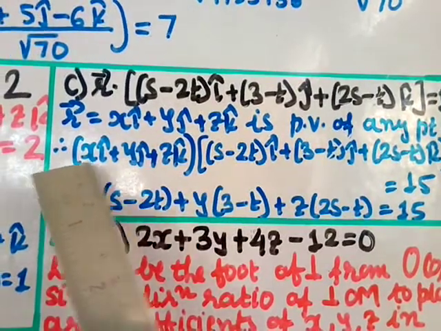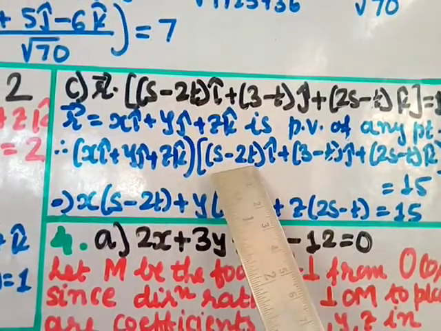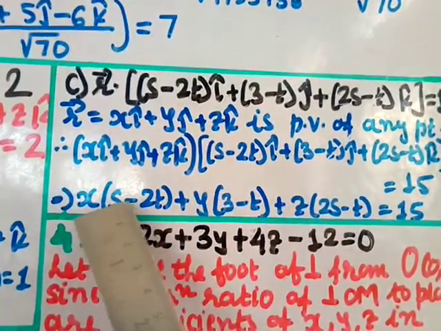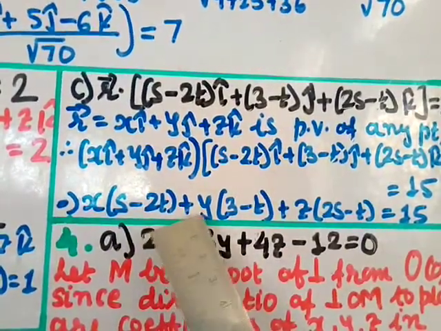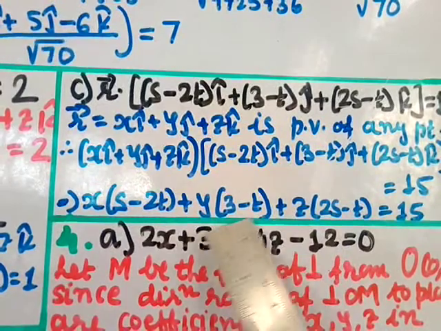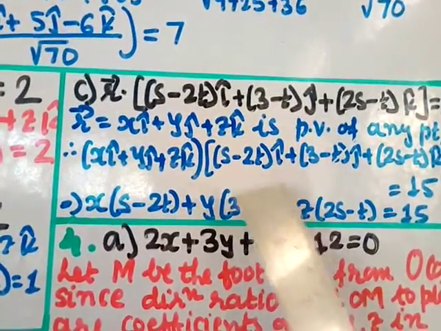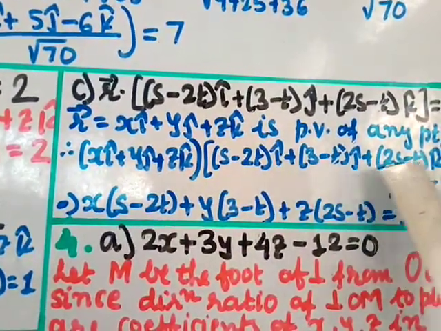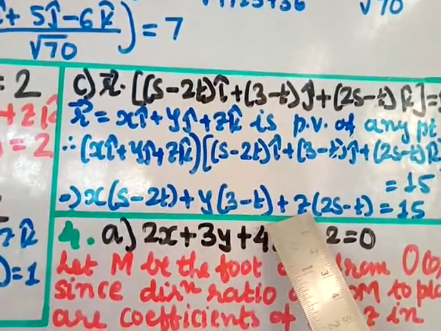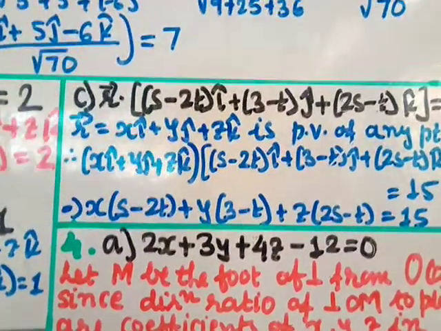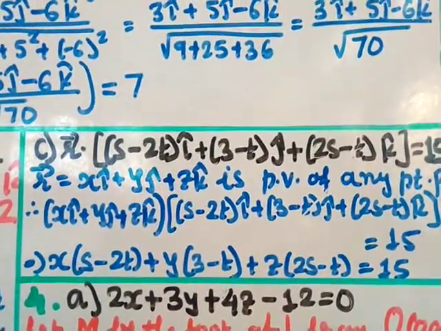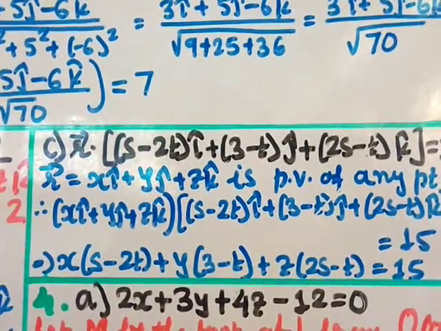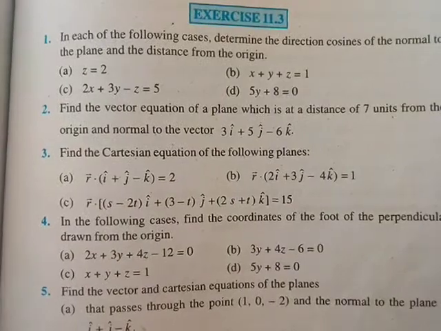So x i cap into (s minus 2t) i cap gives you (s minus 2t) into x. Then y into this, so plus y (3 minus t), j dot j is 1, then z into (2s minus t), and that both are positive, so plus z (2s minus t) equal to 15. So that is the solution for question number 3 part C. Question number 4.